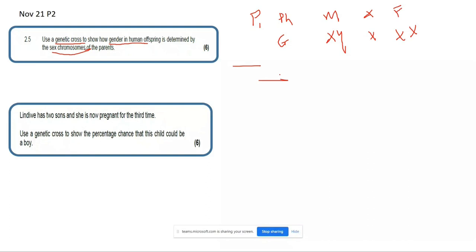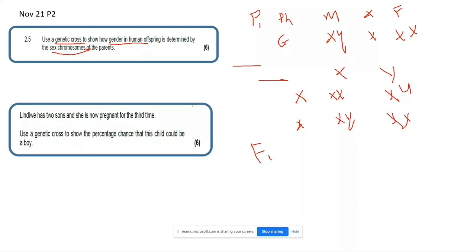What is formed? Gametes. These two separate. So my gametes on that side are X, Y. My gametes here are X, X. If I cross that with that, I get XX, XY, XY, XX. So it's 50% female, 50% male. So my first generation, my genotype will always be the same.